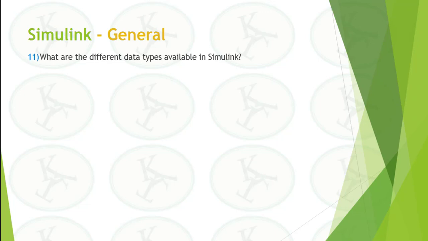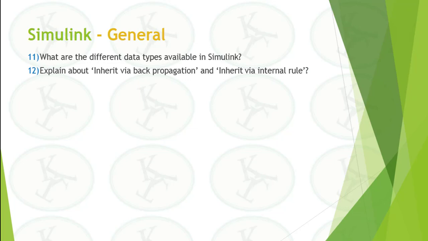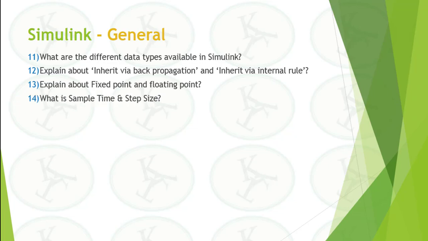What are all the different data types available in Simulink? Explain about inherit via backpropagation and inherit via internal rule. Explain about fixed point and floating point. What is sample time and step size? What is simulation time?